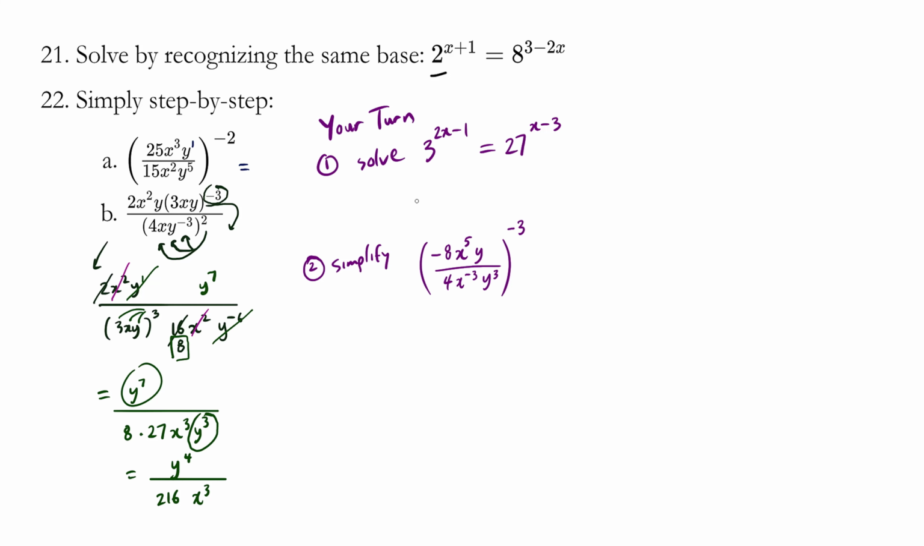Now it's your turn. Solve 3 to the exponent 2x minus 1 equals 27 to the x minus 3. And simplify: bracket, negative 8x to the 5y all over 4x to the negative 3 y cubed, all to the negative 3.